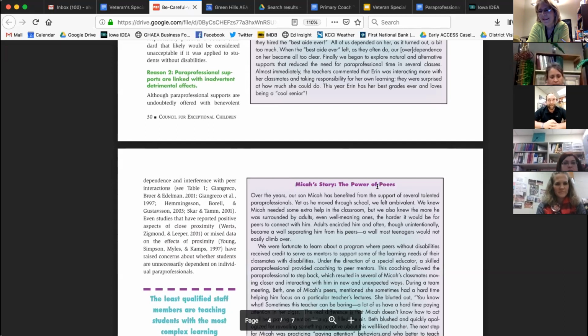Yeah. What are other people's thoughts about the idea of creating detrimental dependence on adult support for not only academics, but those other things regarding peer relationships, task initiation, some of those executive function kinds of things? Or even ways that you wean paras off of kiddos. Thoughts?